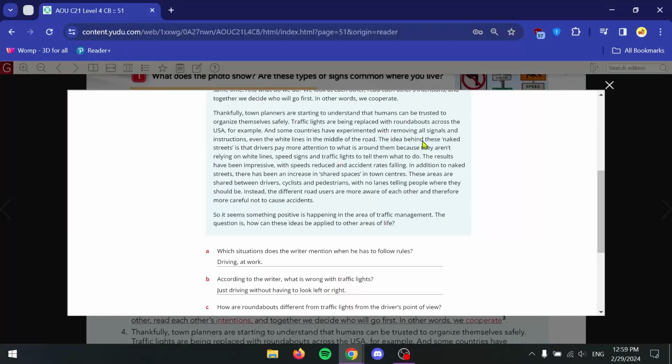So to find out the word or something that you don't know the meaning of, you can usually go before that or afterwards to get a general idea of the context or what it means. So the idea behind these naked streets is that drivers pay more attention.